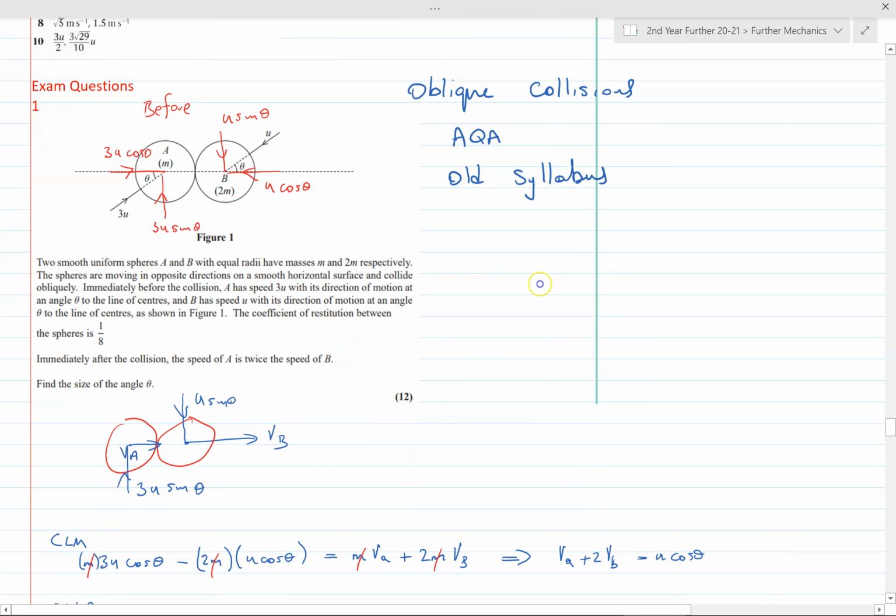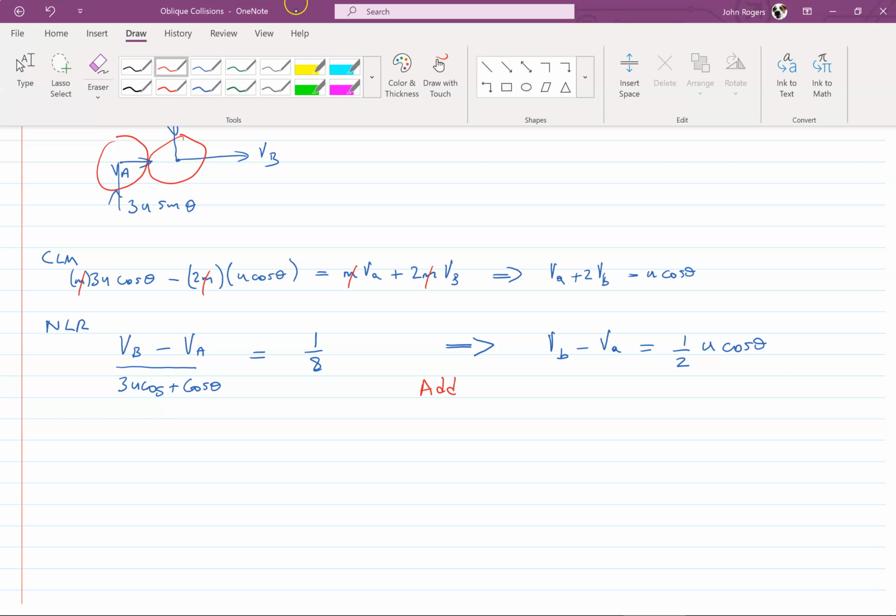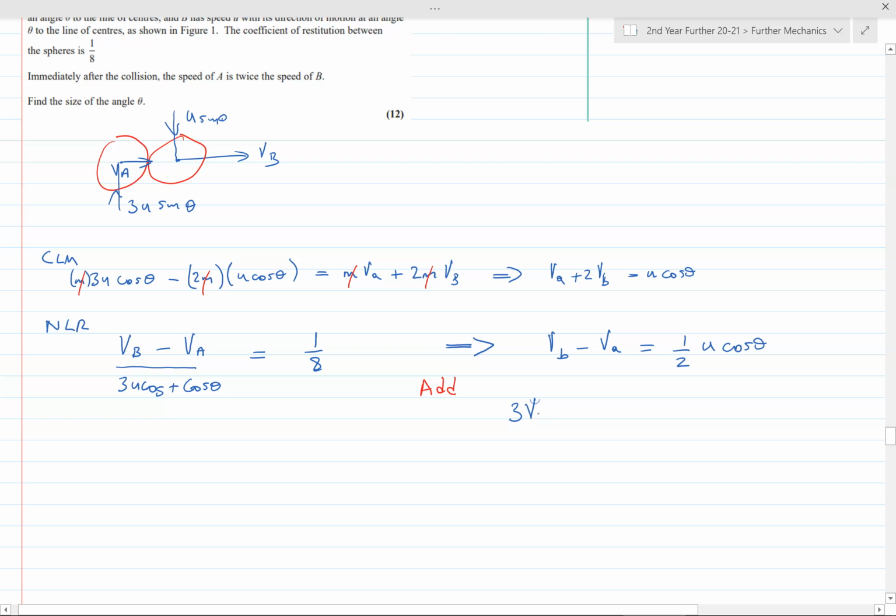Now I can add these two. So we have 3VB is equal to 3/2 u cos theta. That gives me VB equal to half u cos theta. Now if VB is equal to half u cos theta, then VA has to be equal to 0. So we've found VB and VA.